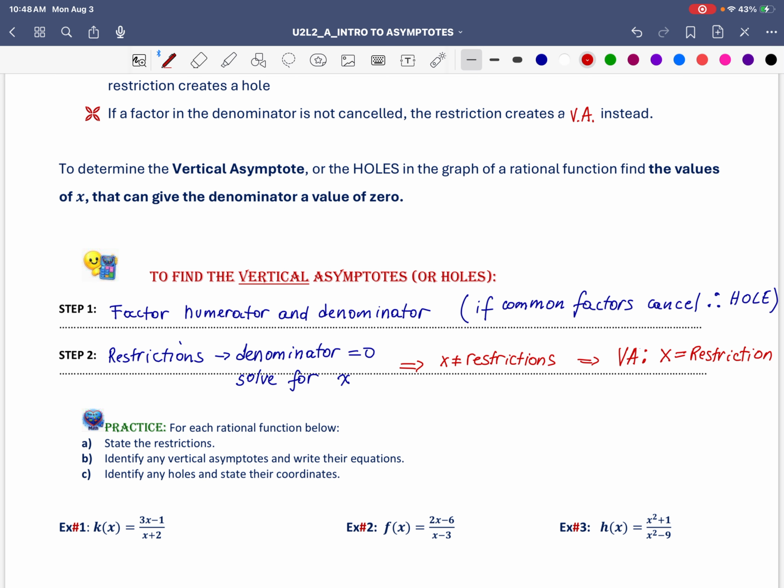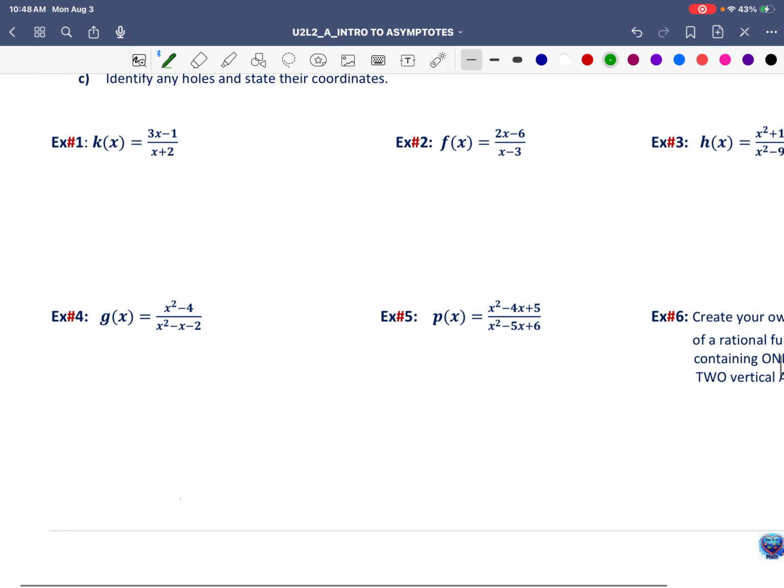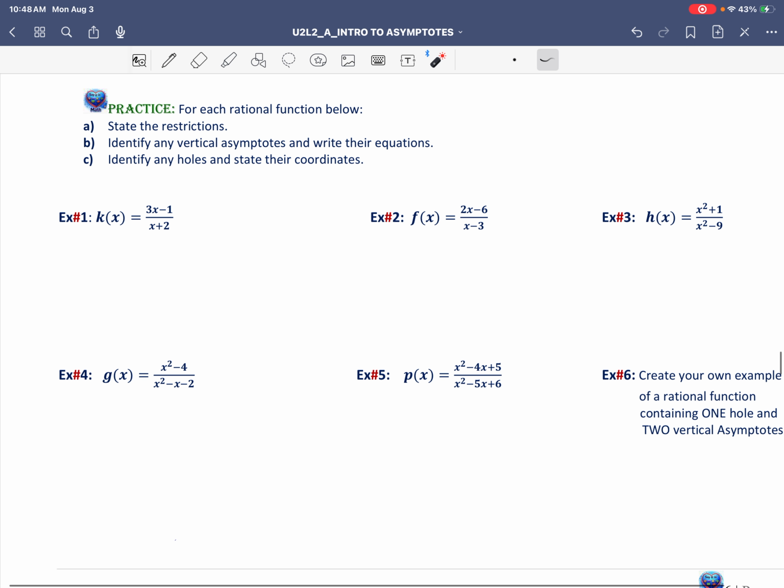Okay, now, if the function happens to have a hole at this restriction, then you will have to evaluate y at the restriction. Let's take a look at some examples together. So we are given a bunch of equations here, and we're going to have to determine the vertical asymptotes and identify if there are any holes and determine them.